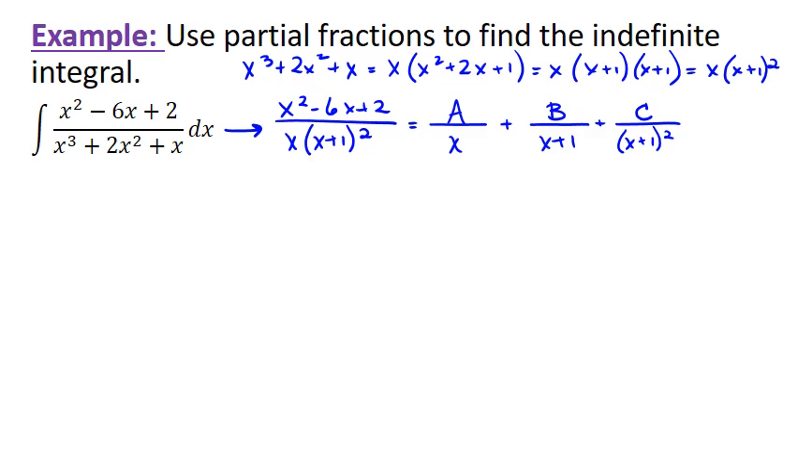Now, what we need to do is identify what a, b, and c are. And the way we attempt that is we're going to multiply everything by the least common denominator. So I need to eliminate the fractions, so I'm going to multiply everything by this. So I am left with the numerator is equal to a times x plus 1 squared plus b times x plus 1 plus c times x.